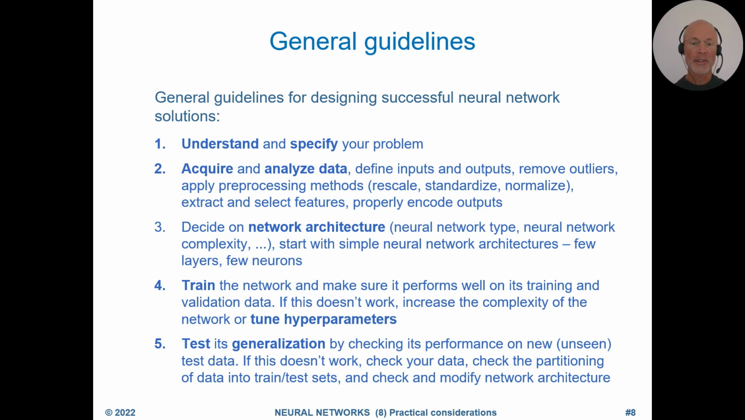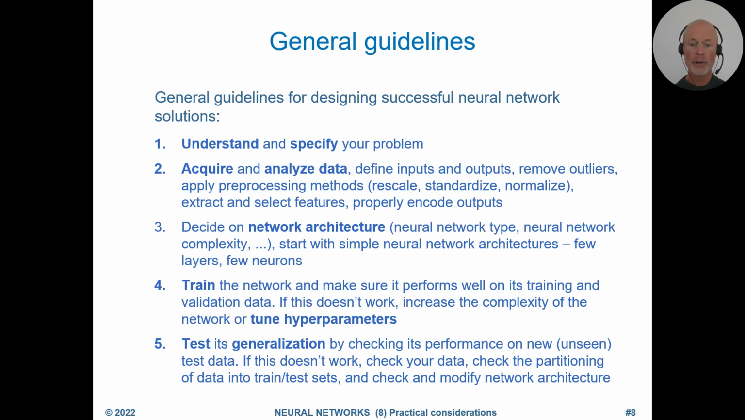We have also some general guidelines for designing successful neural network applications. First, we need to understand and specify the problem properly. And then we have to acquire and analyze data, define inputs and outputs, clean the data, remove outliers, apply some pre-processing, and then extract features, select features, and properly encode outputs. We also have to decide about the network architecture: which neural network type, the network complexity, the hyperparameters. A good start is to go first with simple neural network architectures, just with few layers and few neurons.